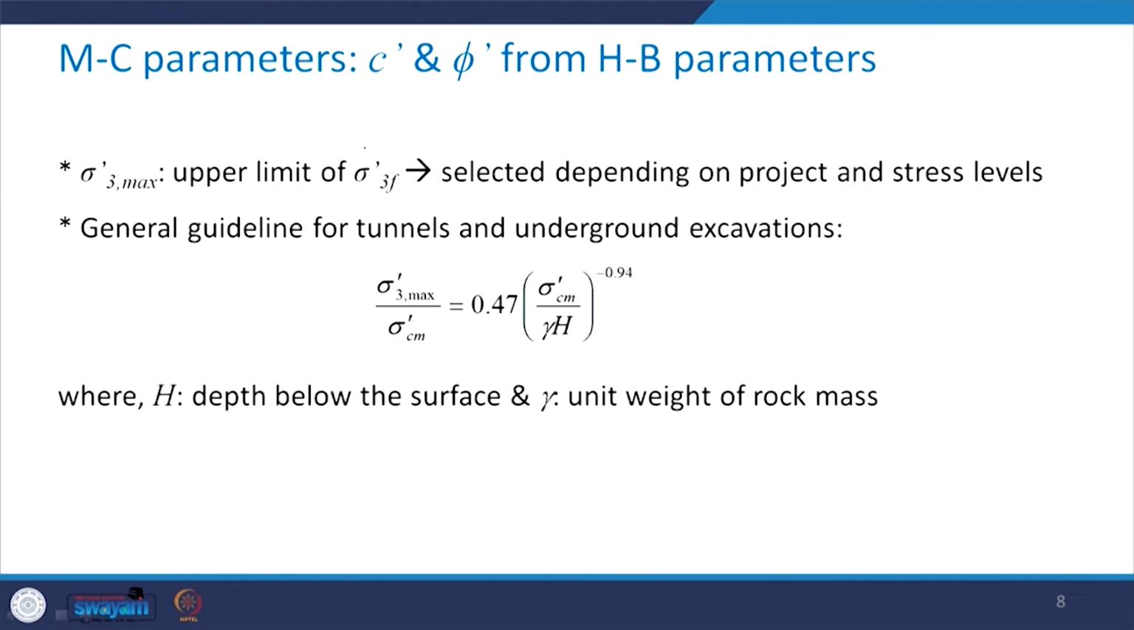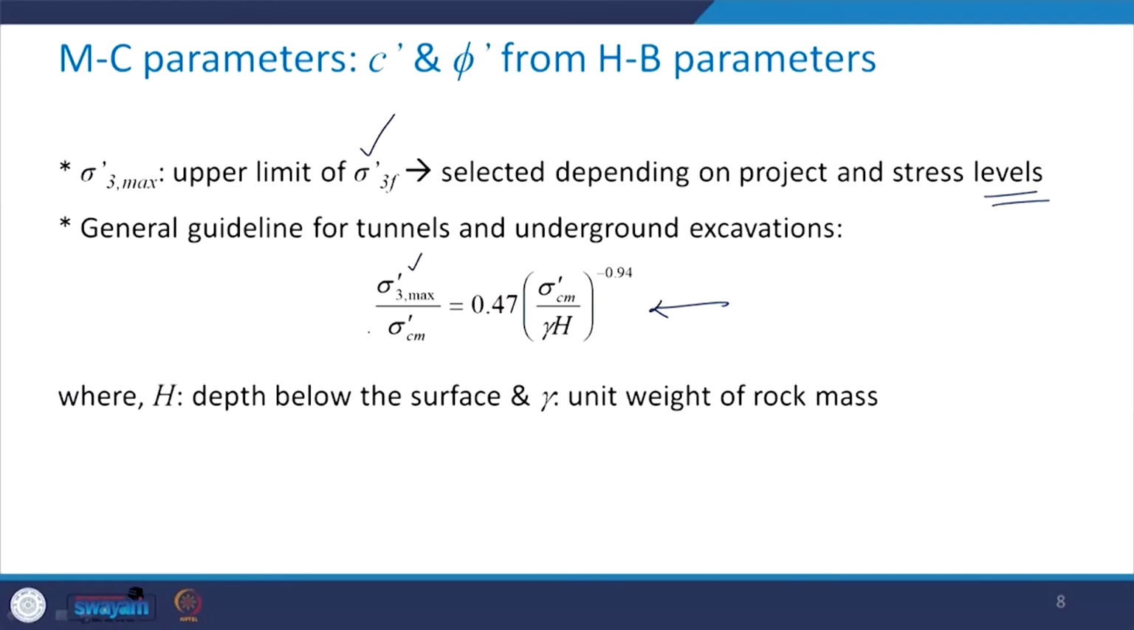This is the upper limit of sigma 3f prime, and it is selected depending upon the project and stress levels. As a general guideline for tunnels and underground excavation, we use this expression where sigma 3 max prime divided by sigma Cm prime is equal to these two empirical numbers, and then you have this term, which is sigma Cm prime by gamma h.